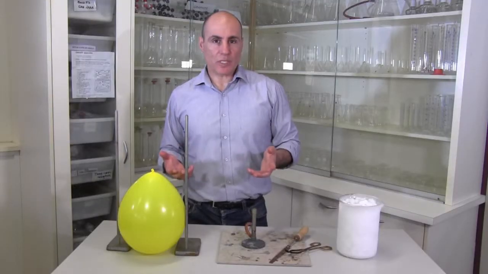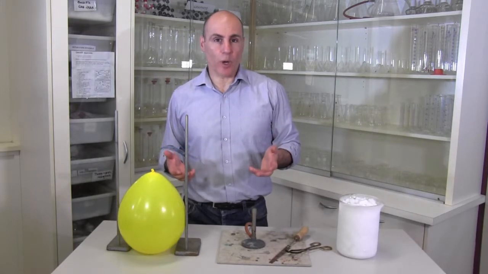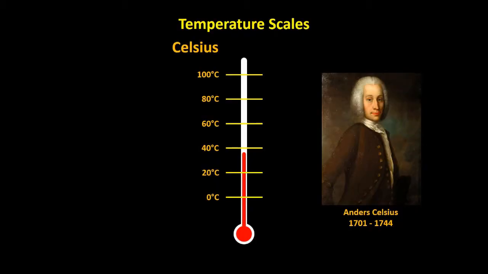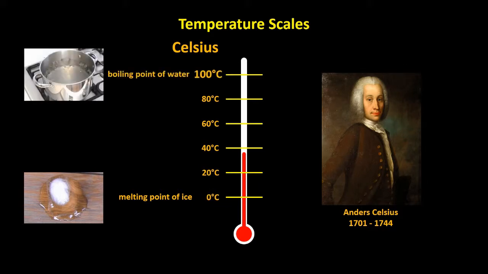A proper temperature scale is made by deciding on two fixed reproducible points and assigning a value to those 2 points. The Celsius scale calls the melting point of ice 0 degrees Celsius and calls the boiling point of water 100 degrees Celsius, and there are 100 equal divisions between these two temperatures. Human body temperature is about 37 degrees Celsius.